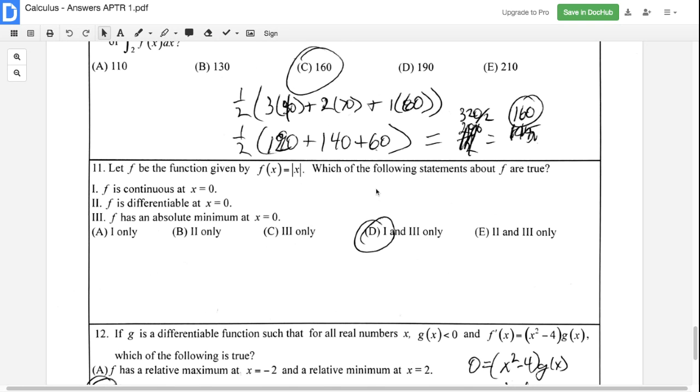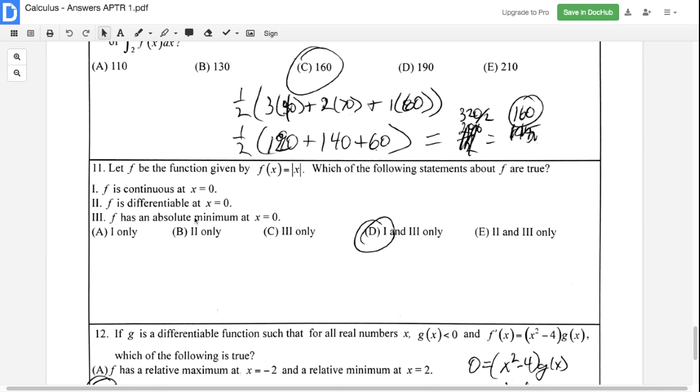Which of the following statements about f is true? So f of x equals the absolute value of x. We should remember that the graph of that thing looks like a V, and the vertex of that V is at 0. Okay, so is f continuous at x equals 0? Yes, it's a V. There are no breaks, no holes, no jumps, no asymptotes, so it is definitely continuous. Is it differentiable at x equals 0? The answer to that is no, because we have a sharp turn at x equals 0. Therefore, it is not differentiable.